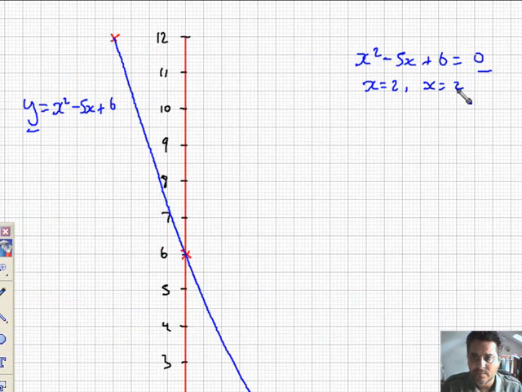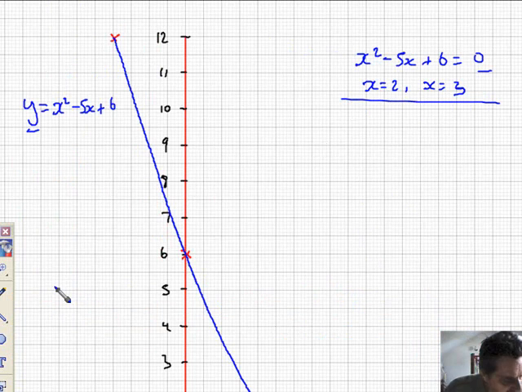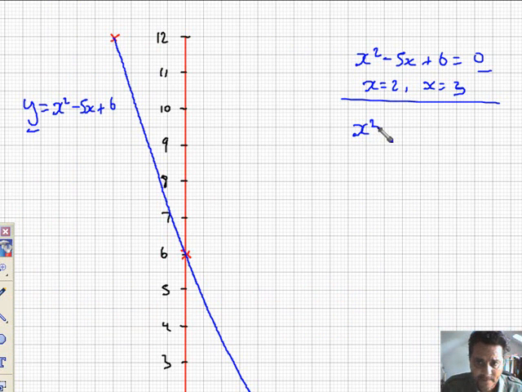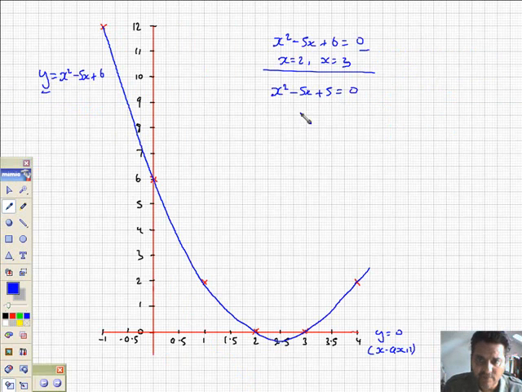There's the two solutions. Oh, 3. That's that one done. Next one. I've got to now find the solution to this one: x squared minus 5x plus 5 equals 0.